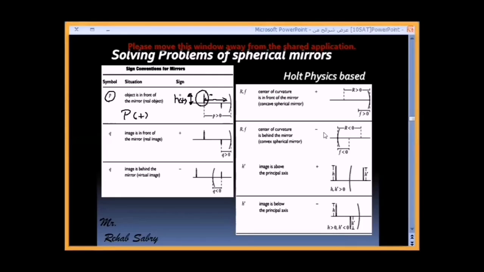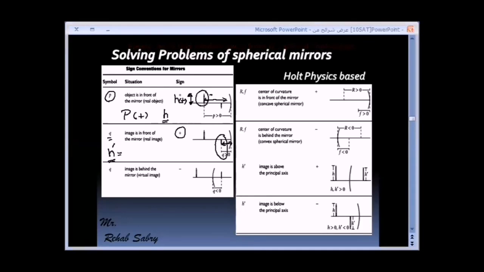Now, this is the image. The image here is in front of the mirror, so q is positive, but h dash is negative. Yes, excellent. h dash is negative. What is h dash in the first one? In the first one it was h because it's the height of the object. h dash is the height of the image. It's because it's on the right side, right? That's why it's the image.